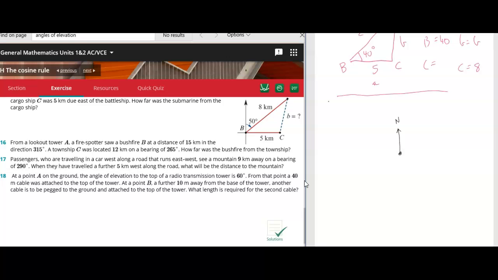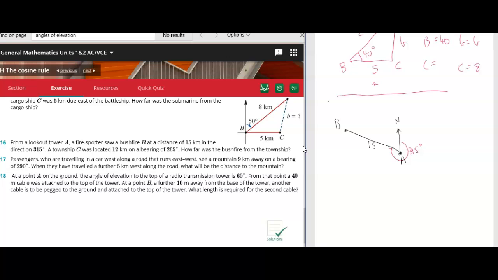Now, we're going to be in a direction of 315. So we're going all the way past 270, so we're going to be here somewhere. I'm going to put my bearing in a different colour. All the way around here is about 315. It also told me the distance, which is 15. Okay, so that is A, and this is B up here.